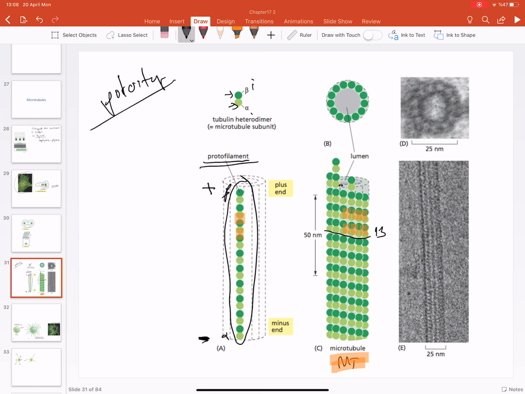And inside the microtubule, in this lumen, it's hollow. There is no monomer or anything. It's empty. Okay, and this is a very nice electron microscopy picture of it. Very successful.